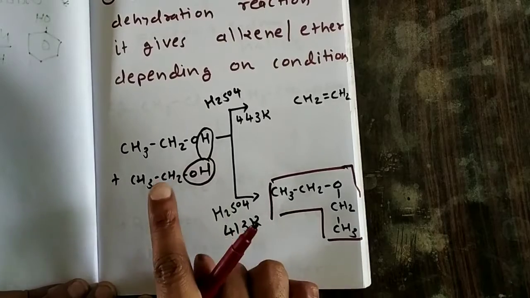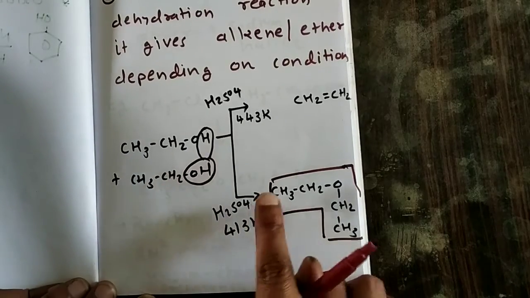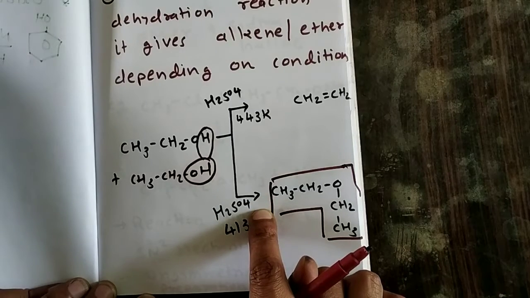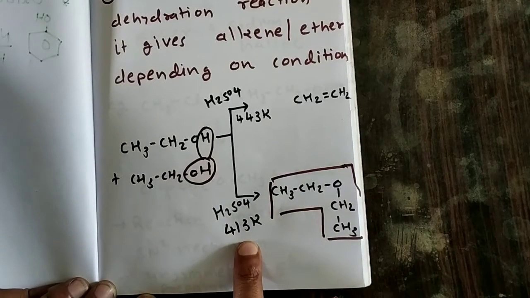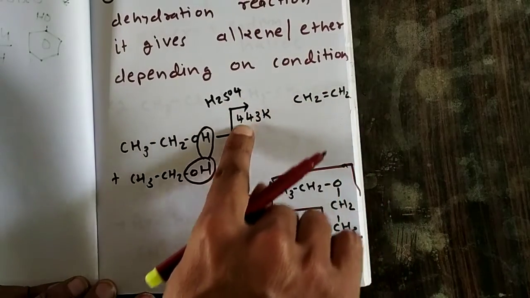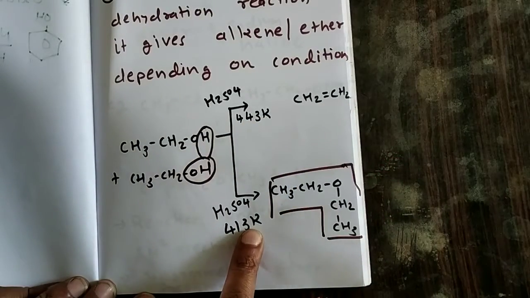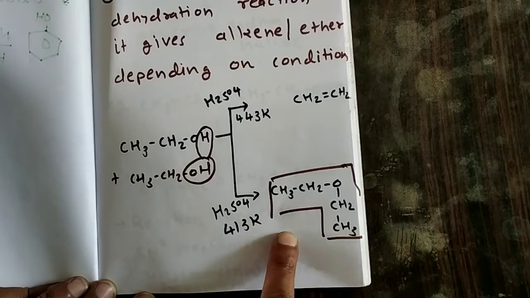What you have to do? You have to take two molecules of alcohol and react it with H2SO4 at 413 Kelvin temperature. Temperature is very important here. Do not increase temperature up to 443, it will give you alkene. We want ether. So temperature is very important here, 413 Kelvin.